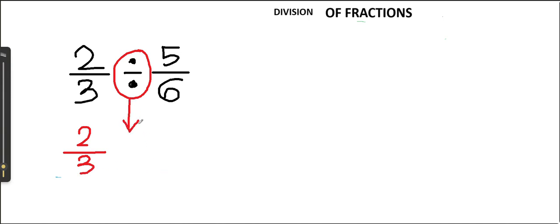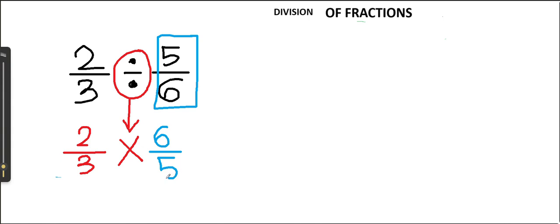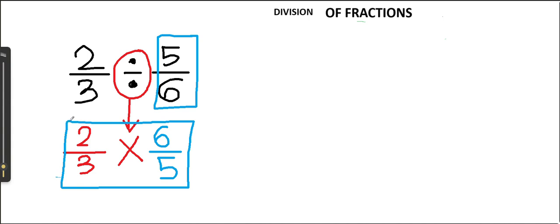We are going to change the division sign into a multiplication sign. Now, as we do that, friends, we are also going to flip the fraction on the right side. What does flipping mean? We are going to swap the places. The numerator becomes the denominator and the denominator becomes the numerator. So the 6 goes to the top and the 5 comes down at the bottom. So we have to work out this multiplication in order to find our answer.